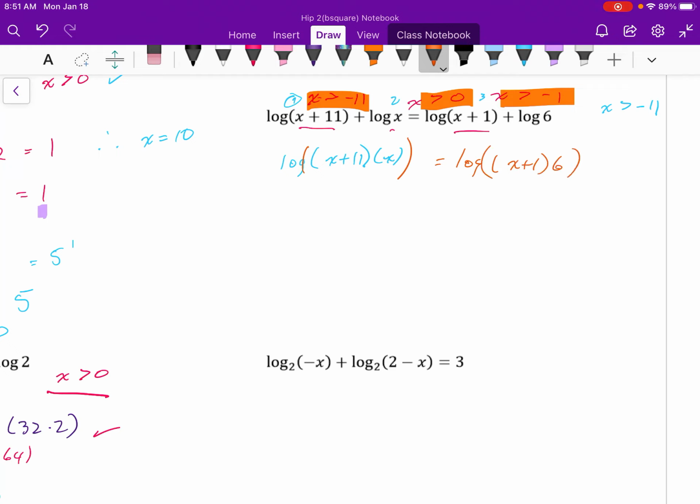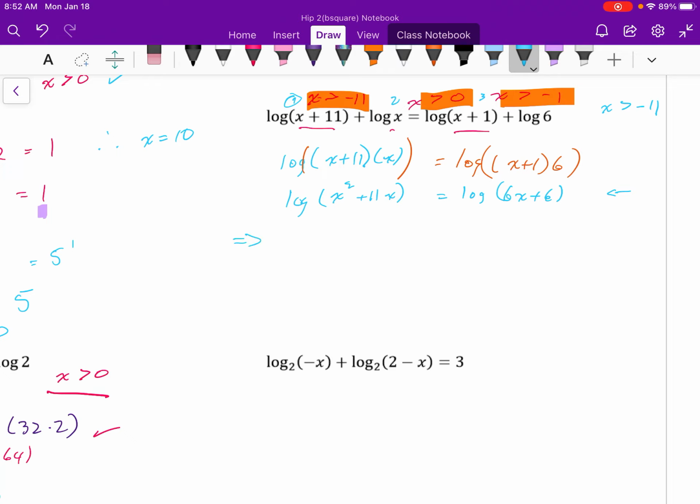Now on the left-hand side as well, I am going to use the product of logs rule. And what I end up getting here is log of x plus 11 times x, and that would yield x squared plus 11x, is equal to log of x plus 1 times 6. So that would equal log of 6x plus 6.